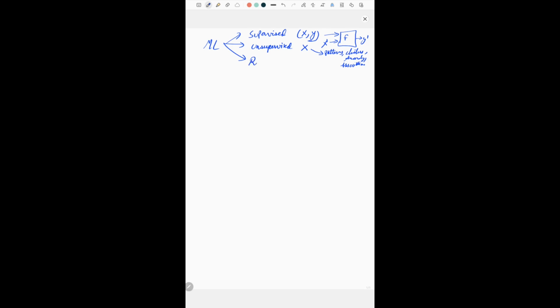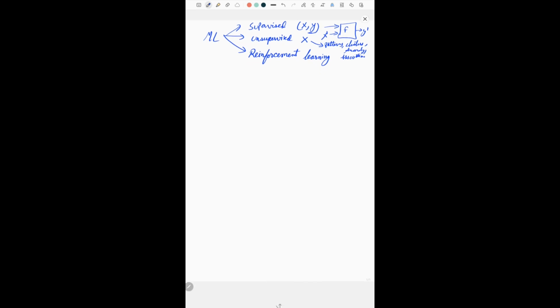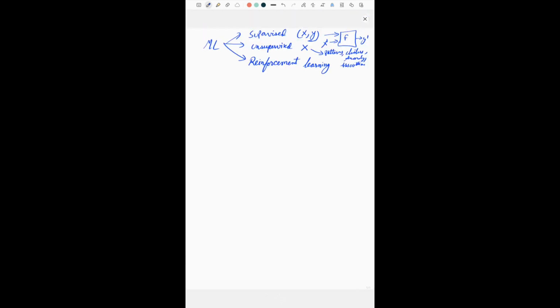And thirdly, we have reinforcement learning. So what's reinforcement learning? Let's figure out. In reinforcement learning, we have an agent that interacts with the environment. The agent can be anything. It can be a robot or a player in a system. And the system is our environment.